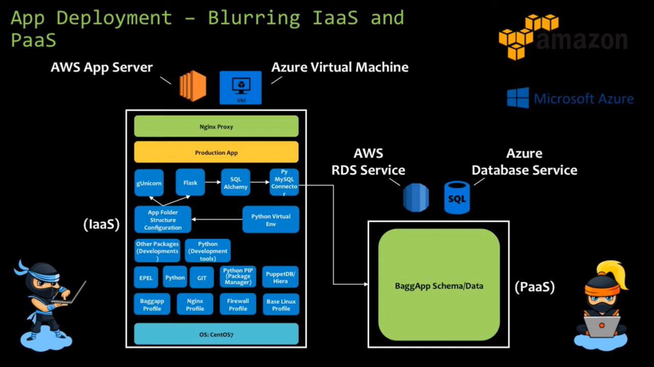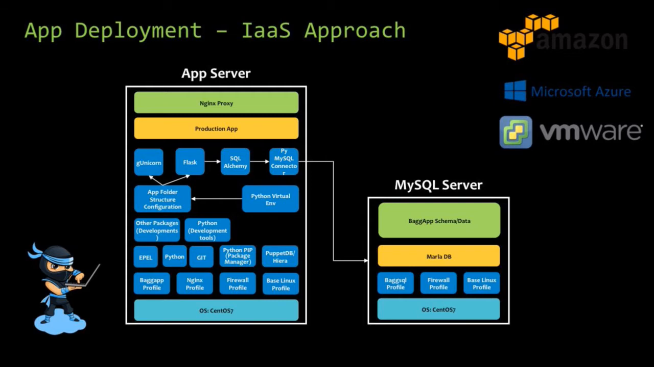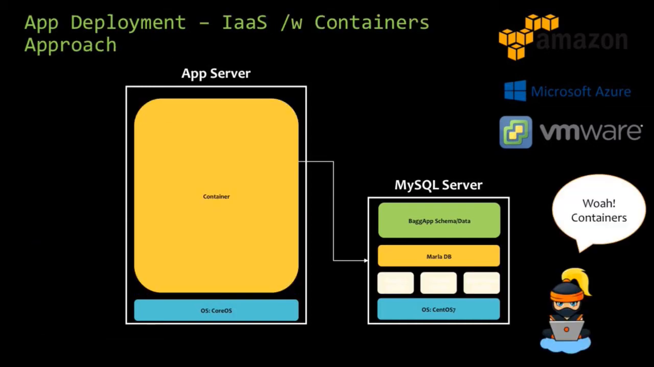But then it gets really interesting in the public cloud world because we're starting to experience this now where we're blurring infrastructure as a service and platform as a service. These first two use cases, you can see I've got VMware, Azure, AWS there. This deployment model works regardless of location.